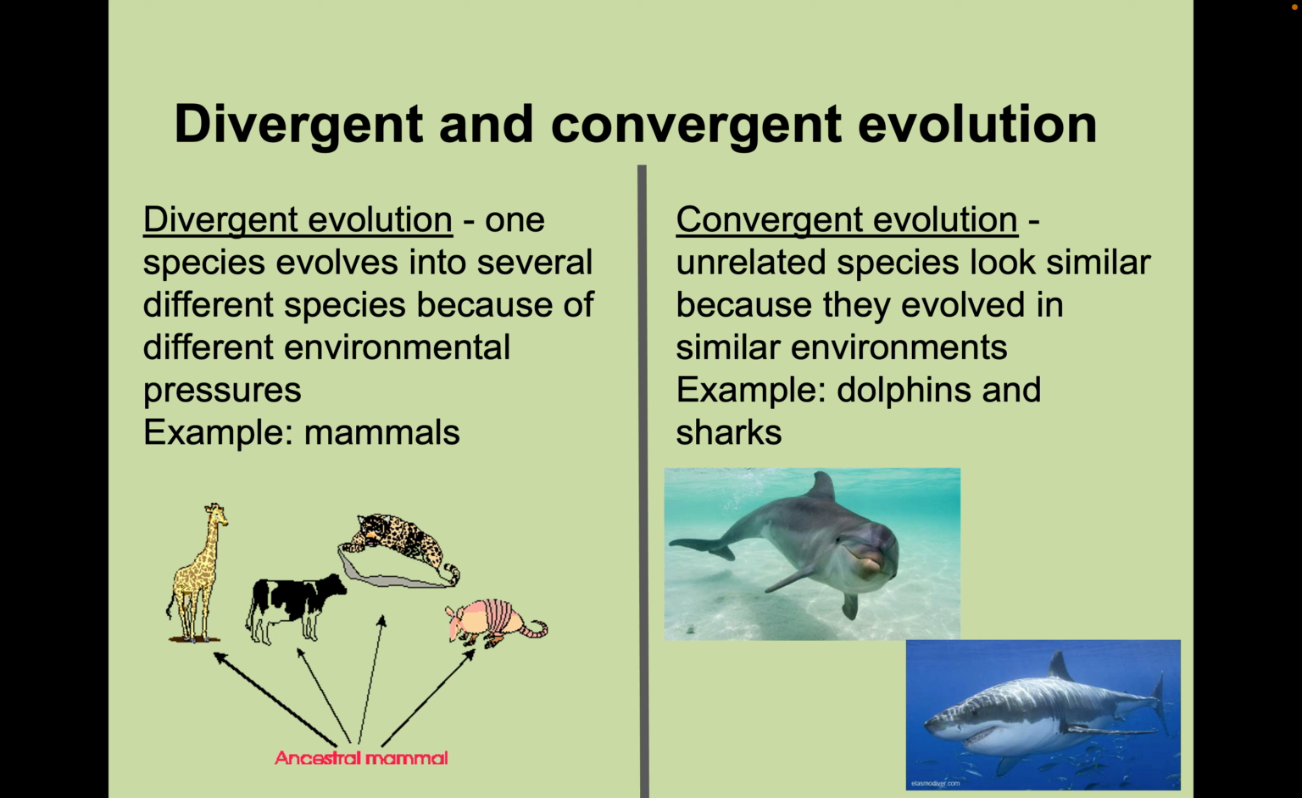Convergent is the other way around. They're not really related. They just kind of look like they are because they live in the same environment. For example, dolphins and sharks. A dolphin is a mammal. A shark is a fish. Two different kinds of animals, but they look similar because they live in the same environment. That happens to be like the best shape to live in an ocean, but they're two different kinds of animals. The word of the day is actually going to be a sentence. You ready for this? Dolphins are mammals.